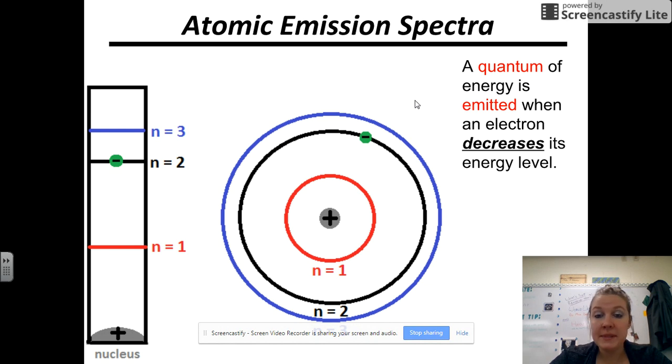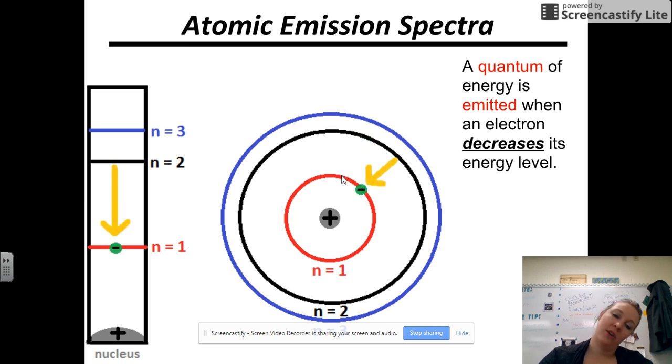The opposite is true when we take an electron that's in an excited state and move it back down to its resting or ground state, this first energy level. That's like the atom relaxing, like releasing its energy. So when we move that electron down, we release energy, or we emit energy.